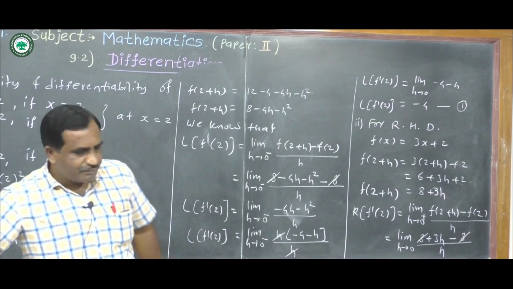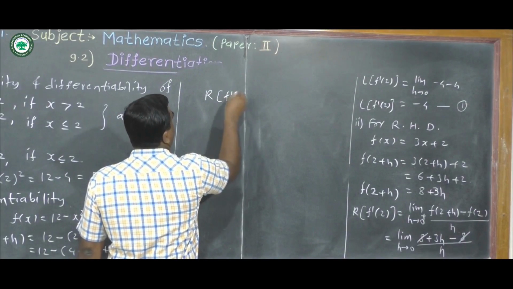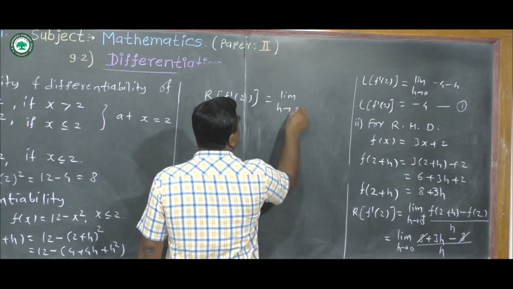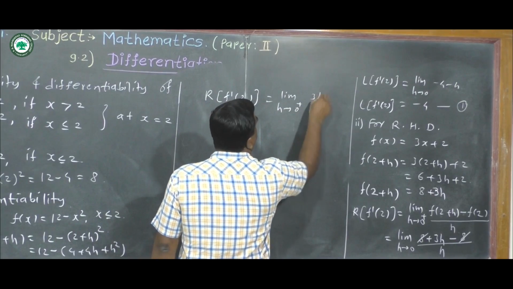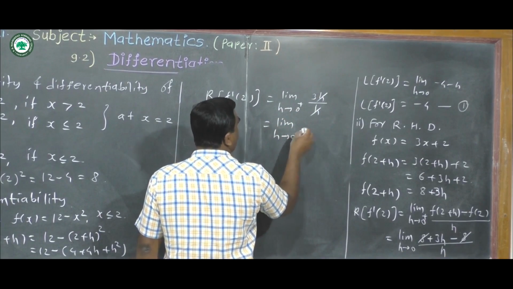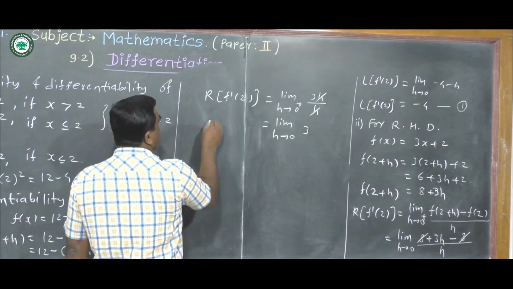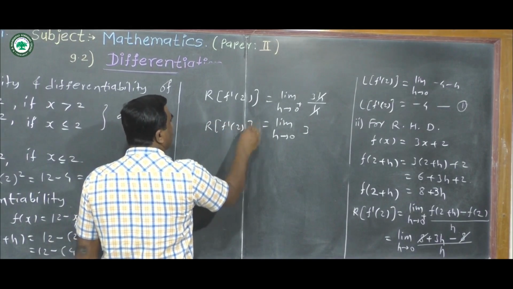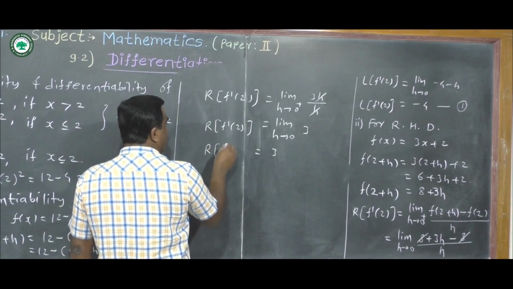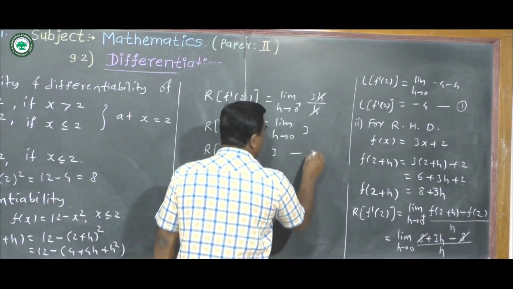We can write further, R of f dash of 2 is equal to limit h tends to 0 from right, 3h upon h, the h cancels. Limit of a constant term is the constant term. So the right hand derivative is 3. We can say this is equation number 2.